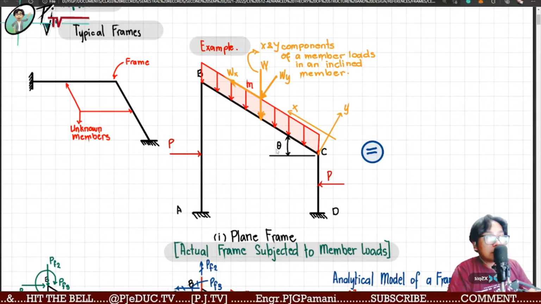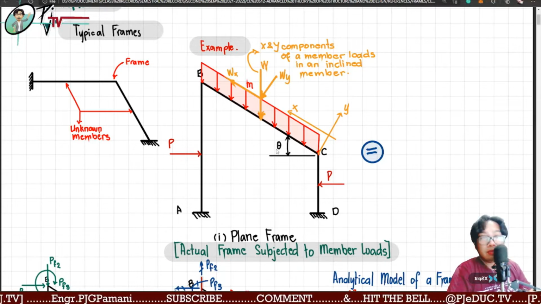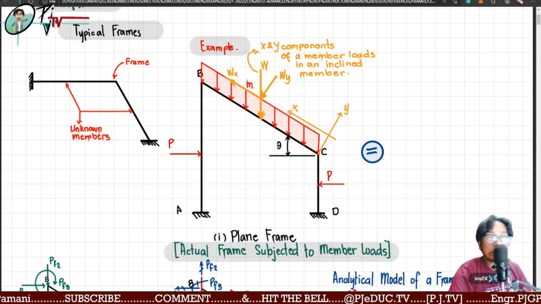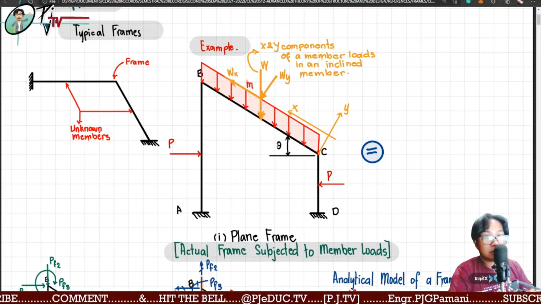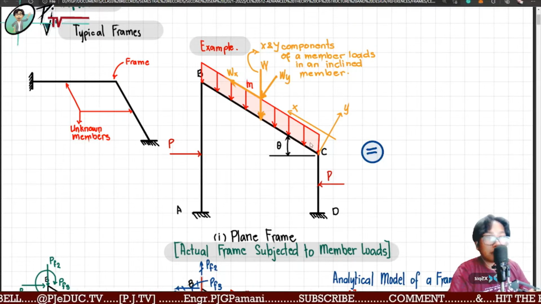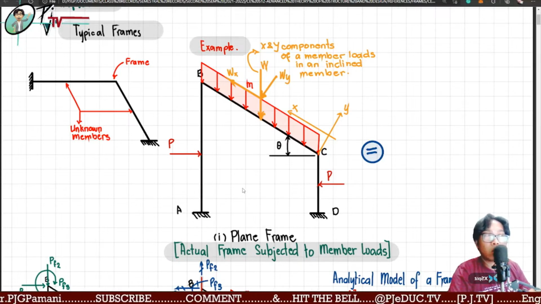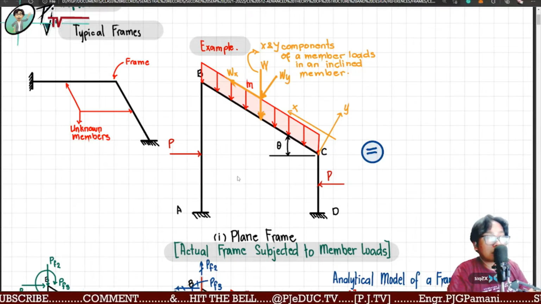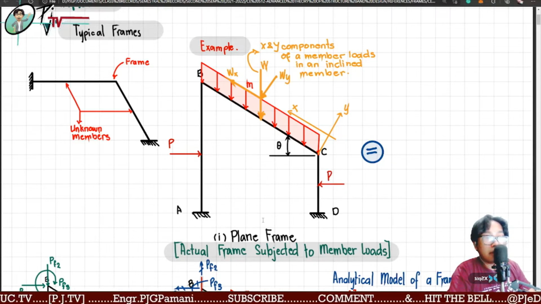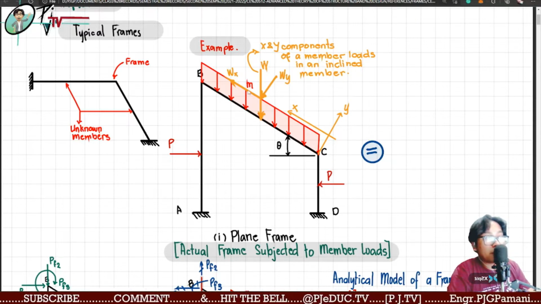Now, first things first is for us to identify whether our frame is statically determinate or indeterminate. After which, we will assess the given frame, whether it is subjected to member loads or joint loads. Just like what we have here, an example of a frame with three unknown members having equivalent member loads, or a frame that is subjected to member loads.